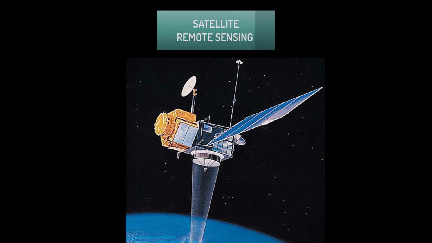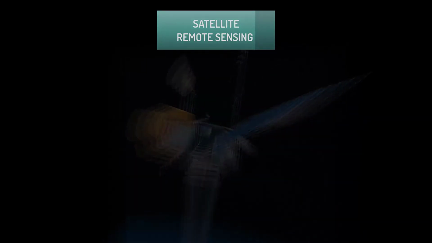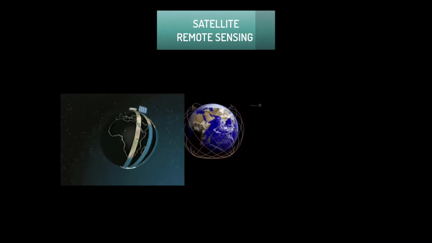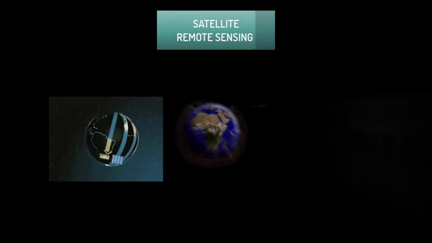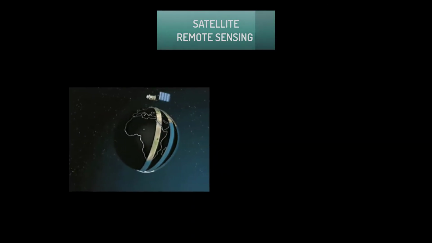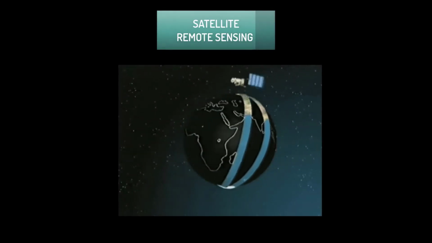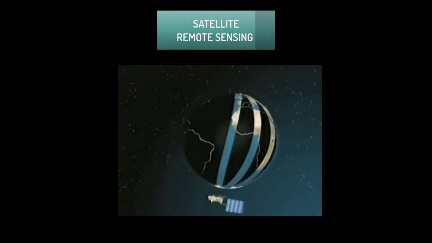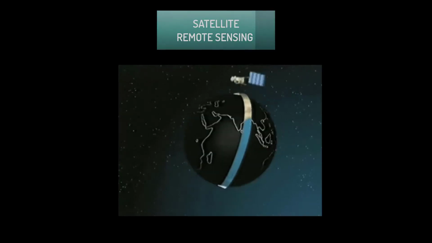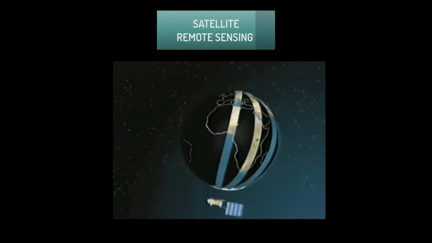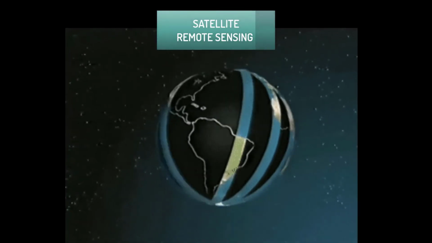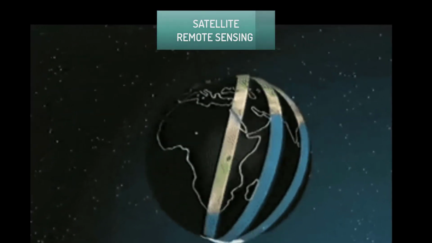There are three primary types of orbits in which satellites reside: polar orbit, non-polar low Earth orbit, and geostationary orbit. Polar orbiting satellites are in an orbital plane that is inclined at nearly 90 degrees to the equatorial plane. This inclination allows the satellite to sense the entire globe, including the polar regions, providing observations of locations that are difficult to reach via the ground.